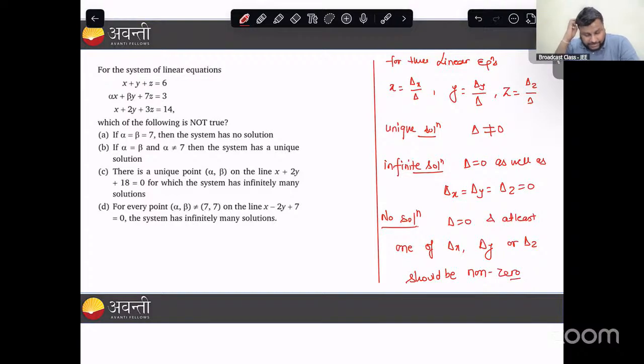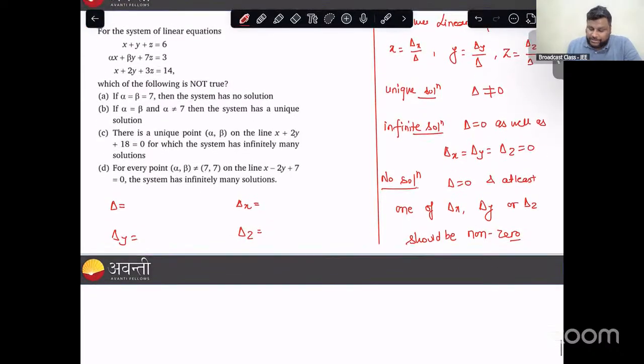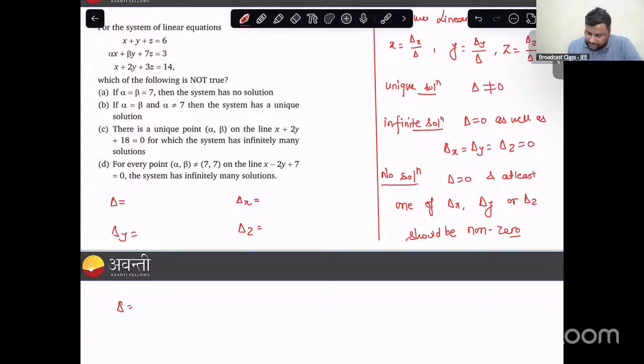Correct? Now see, in this equation, you see they are asking for no solution, unique solution, infinitely many solution, and whatever they are asking. So the foremost thing that you have to do, you will have to find delta, delta x, delta y, and delta z. Only then we will be able to conclude it. Like delta is what? Delta is determinant 1, 1, 1, alpha, beta, 7, 1, 2, 3. Correct?